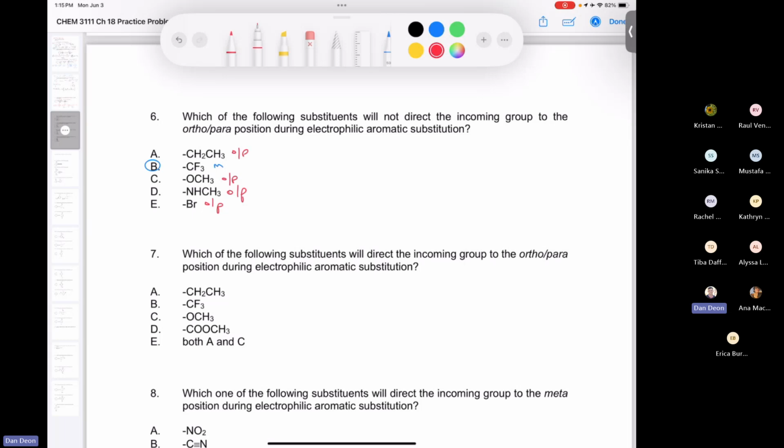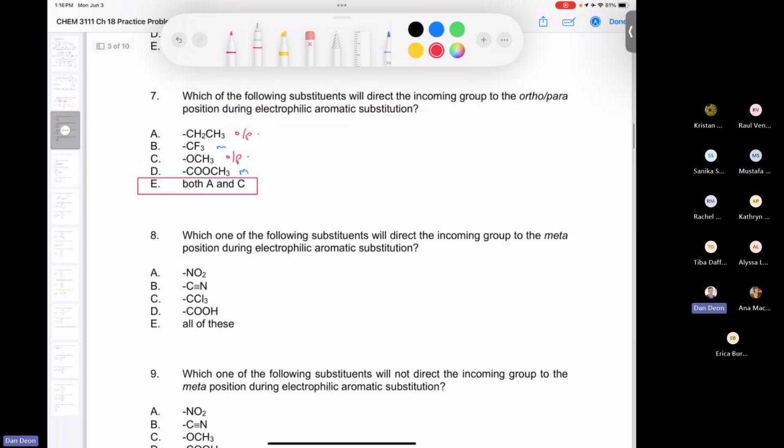The next one: which of the following substituents will direct to the ortho-para position? So let's see here. The first one is an alkyl group, so that's going to direct to ortho-para. The next one is the trifluoromethyl. That's going to direct to meta. The next one is an alkoxy group. That's going to be ortho-para. And then we have a carboxyl group, which is actually, sorry, it's an ester. That's going to direct to the meta position. And so the answer is going to be both A and C. So the alkoxy group and the alkyl group.